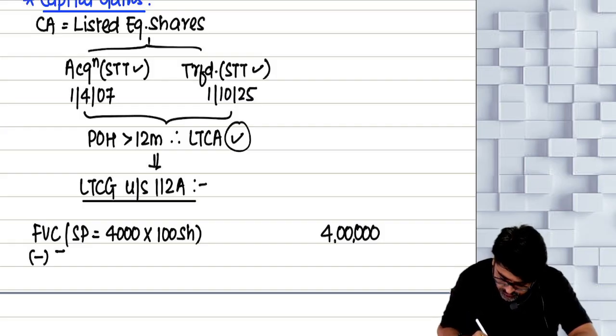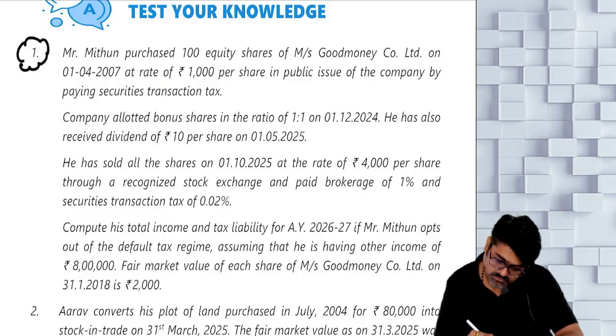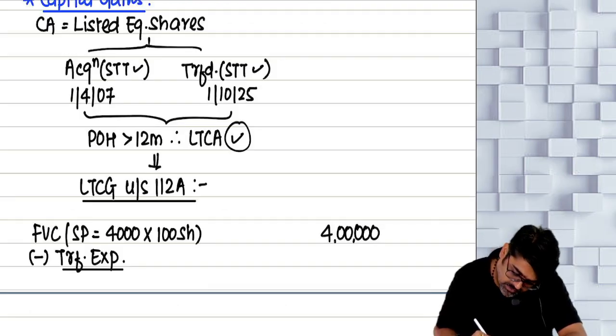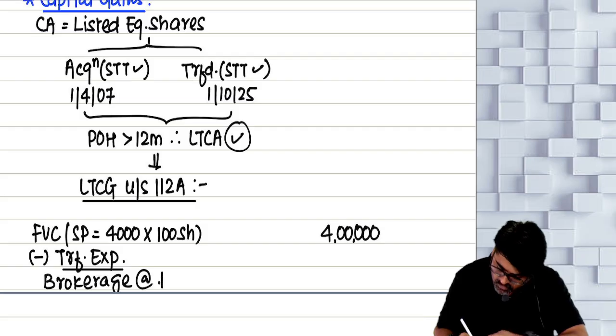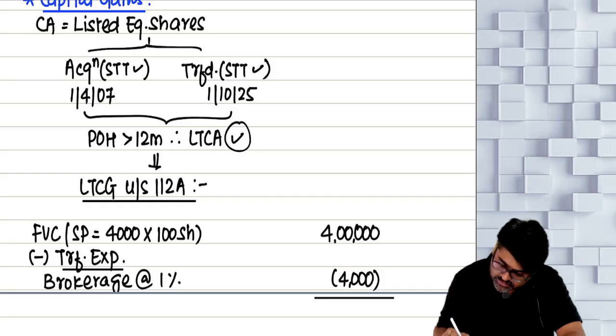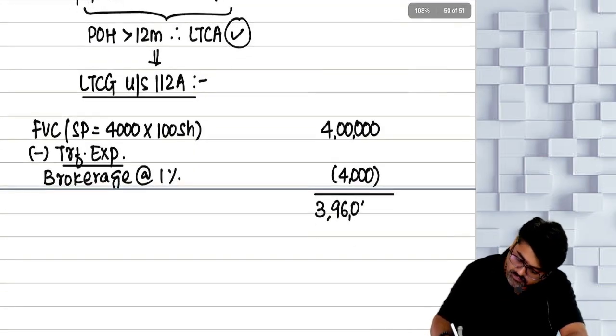Less what? Transfer expense. In transfer expense, brokerage is there. How much brokerage? 1%. So brokerage at the rate of 1%. 1% of 4 lakh will be 4,000. Can you reduce 4,000? How much is the net consideration? 3,96,000. Everyone got 3,96,000 or not?